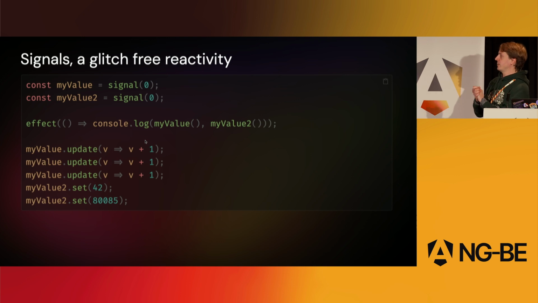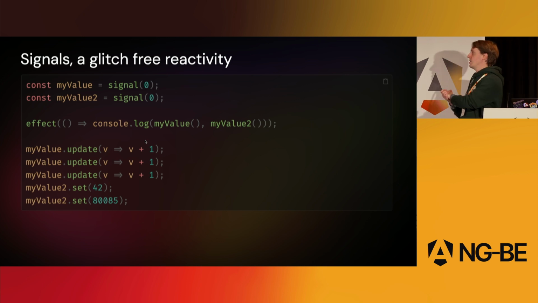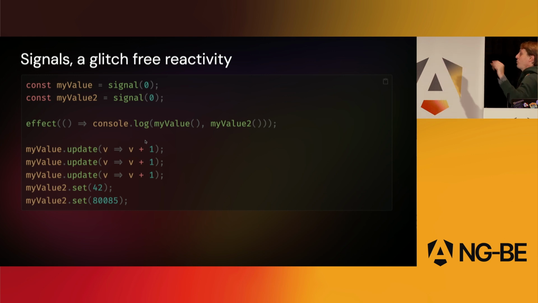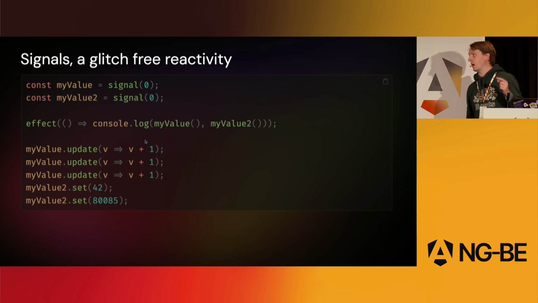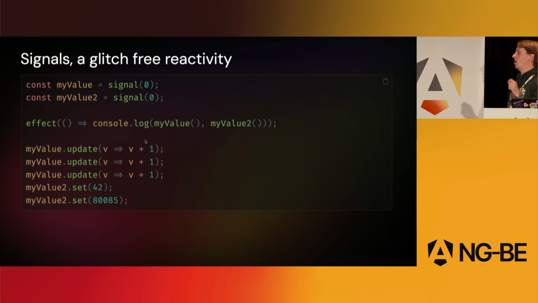So in this case here, if I have 2 signals, I try to log my signals in an effect. And if I update 1, 2, 3 times the first one, and 1 and 2 times the second, what will happen? You get only 1 log in this case because of the asynchronous aspect of the reactivity.